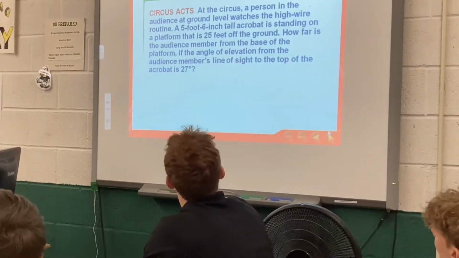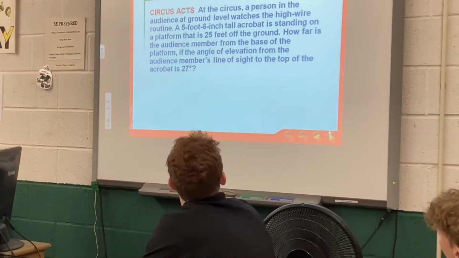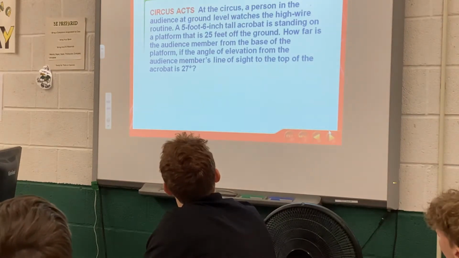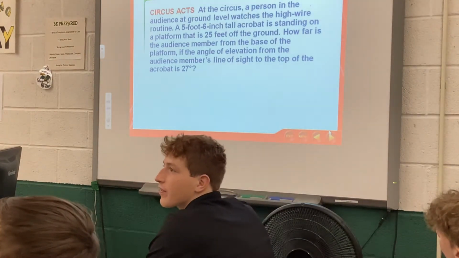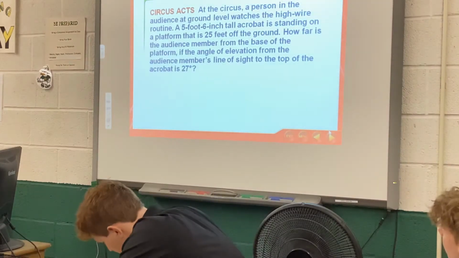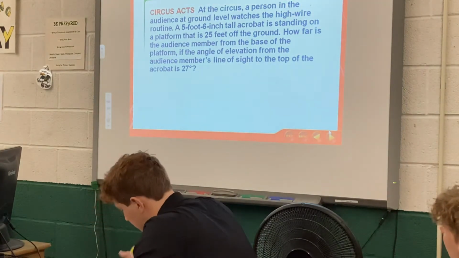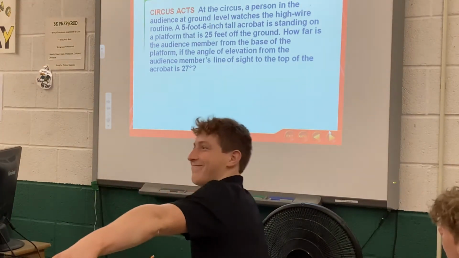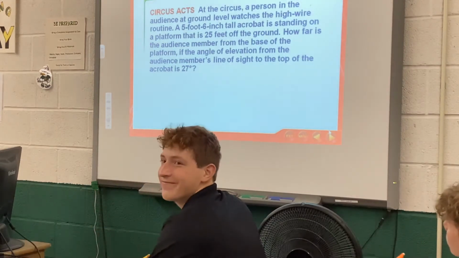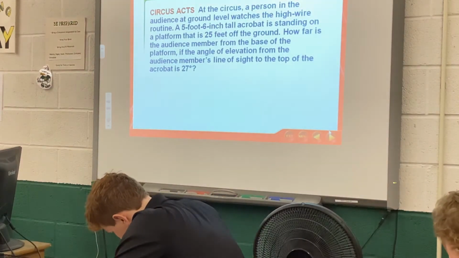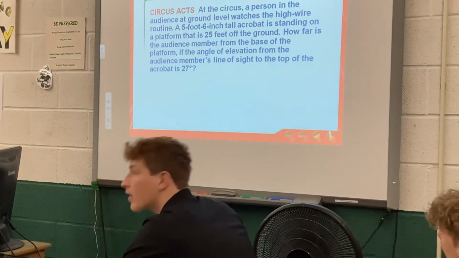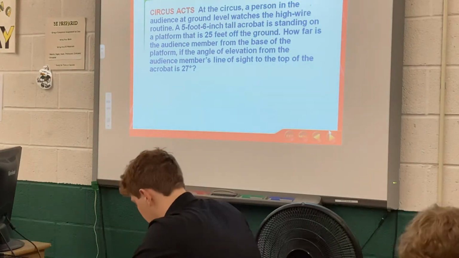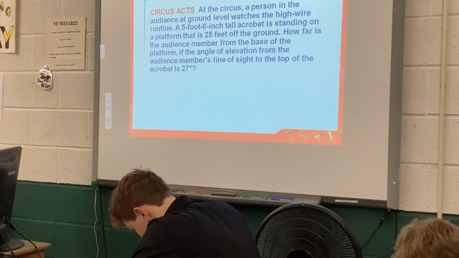This really fits a lot in this group, right? At a circus, a person in the audience at ground level watches the high wire routine. Okay, as you're reading this, or I'm reading this out loud, try to draw a picture on your piece of paper. A 5-foot 6-inch tall acrobat is standing on a platform that is 25 feet off of the ground. How far is the audience member from the base of the platform if the angle of elevation from the audience member's line of sight to the top of the acrobat is 27 degrees?